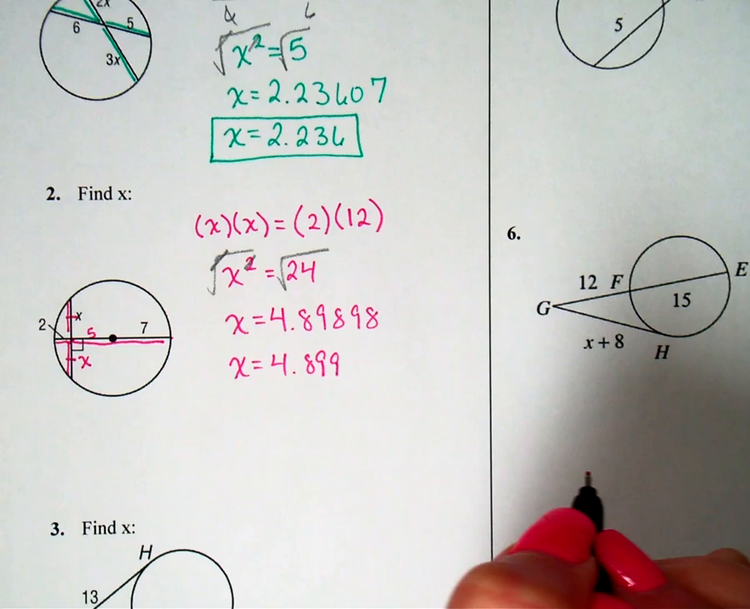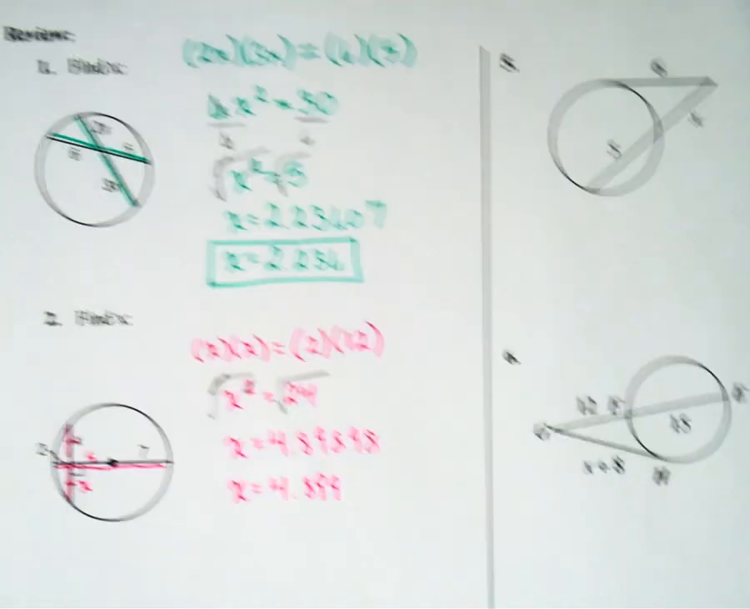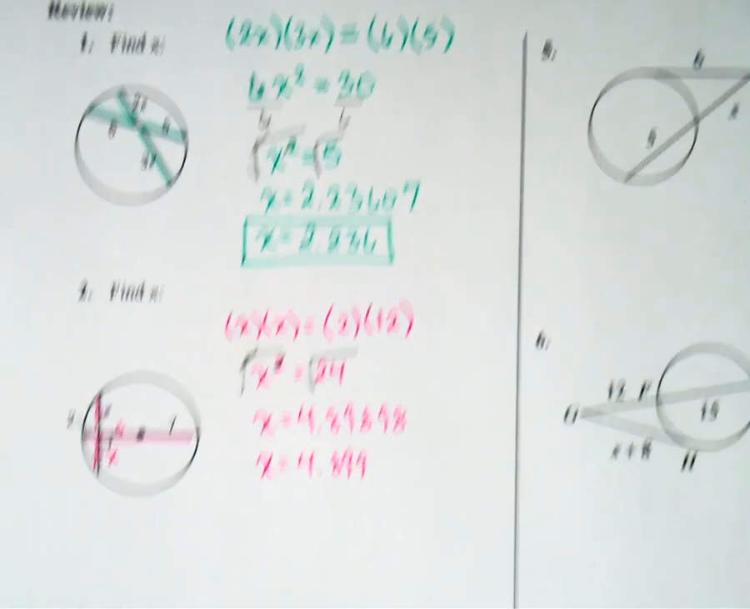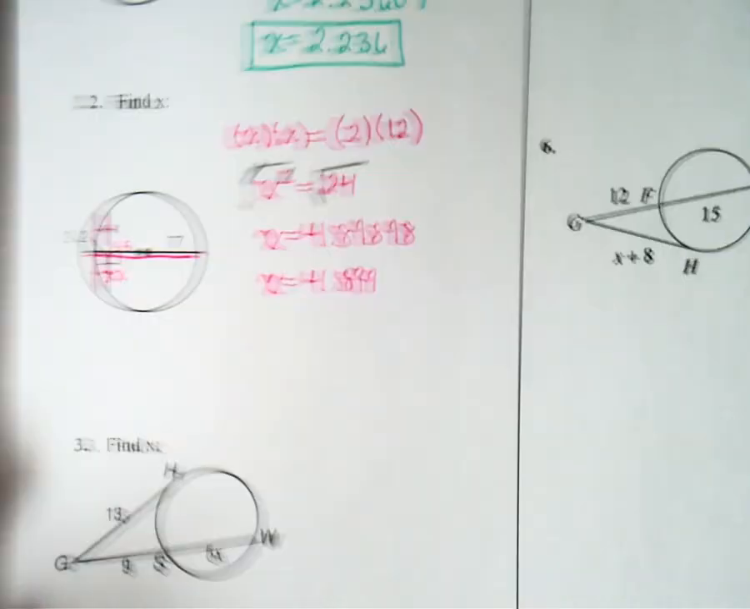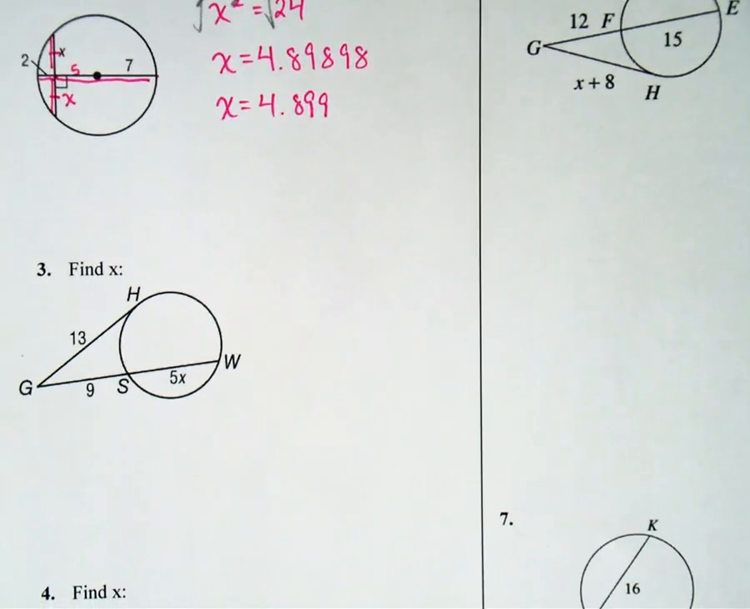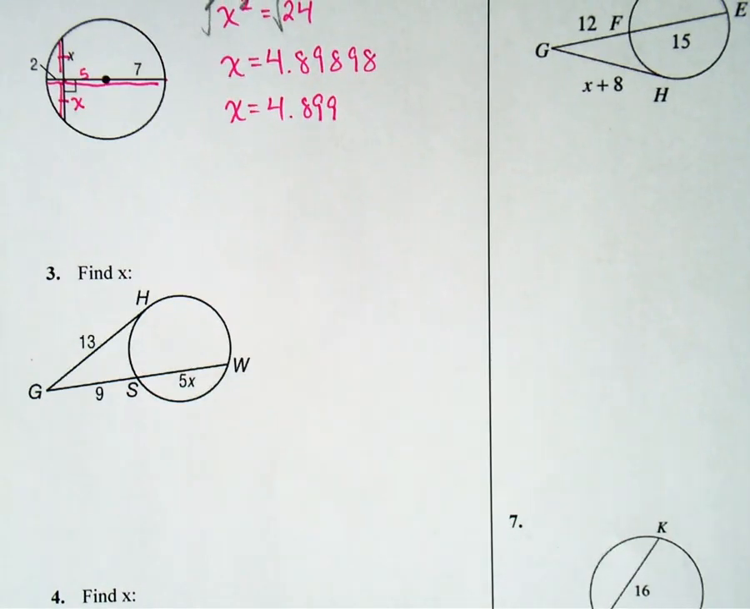X equals 4.899. Okay? We'll stop there looking at those chords, and we'll pick up with our external times whole equals external times whole in the next video, looking at more of those examples. All right, so I'll see you back in the next video.